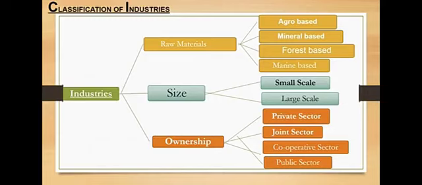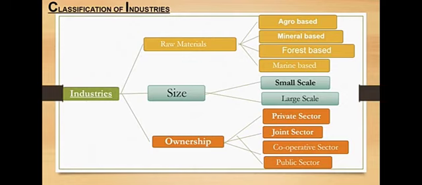And size, that is the capital amount we are using. According to the size, it is divided into, as you already know, small scale and large scale industries. And ownership, who is the owner of the particular industry. According to the ownership, it is divided into private sector, public sector, joint sector, and cooperative sector. We are going to see these industries one by one.